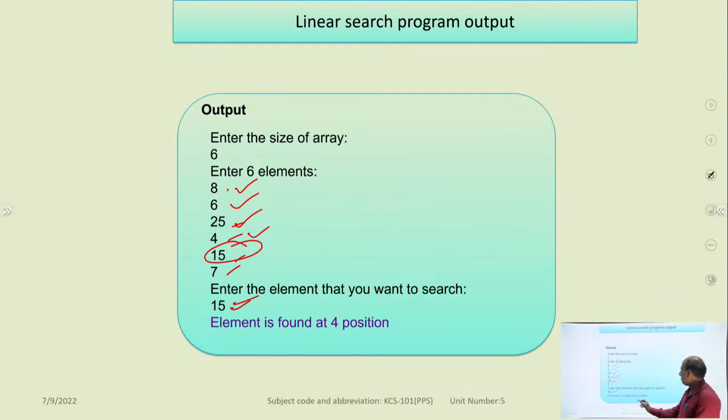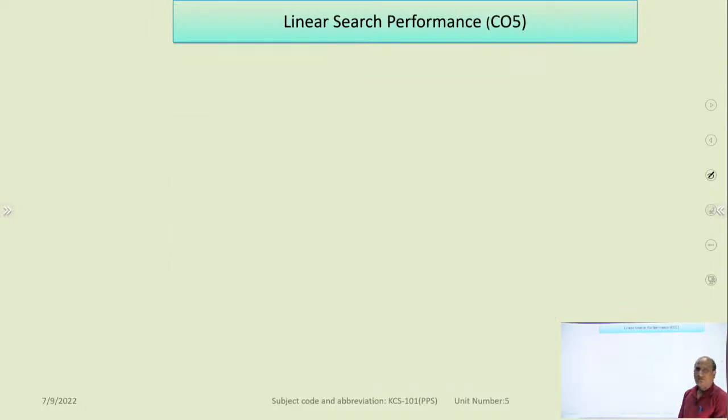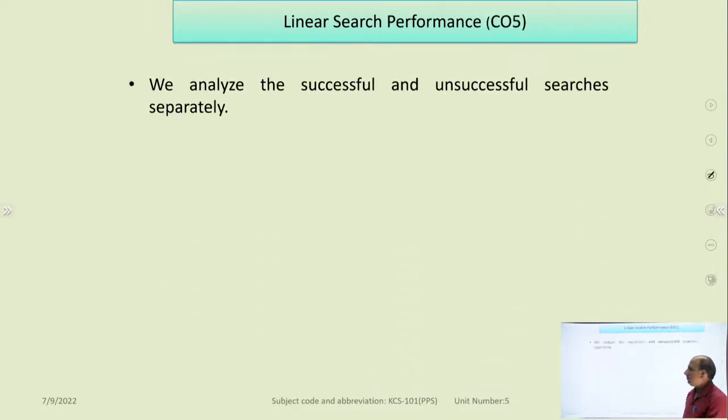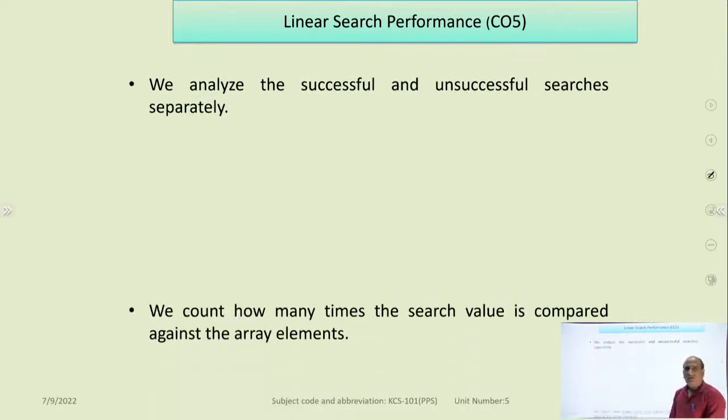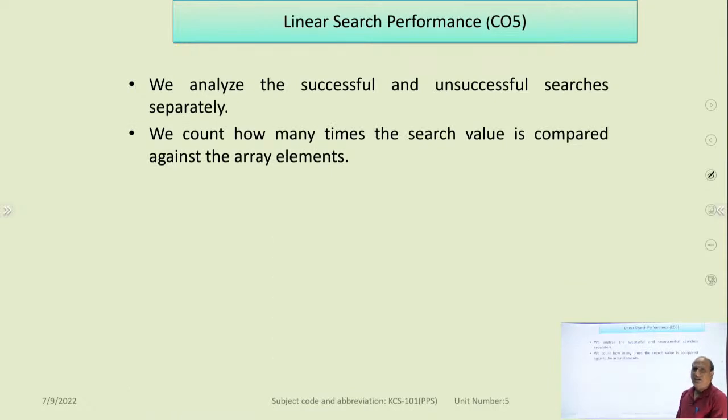So our program will say that the element is found at position 4. Now let's see what the performance of linear search is. We analyze the successful and unsuccessful searches separately, as I have explained earlier. We also count how many times the search value is compared against the array elements.